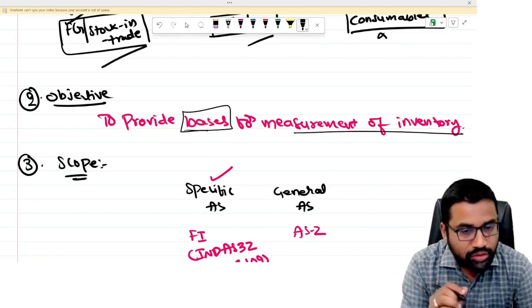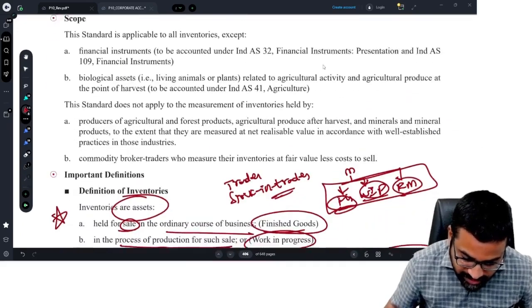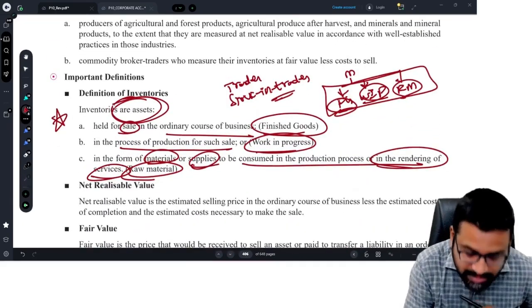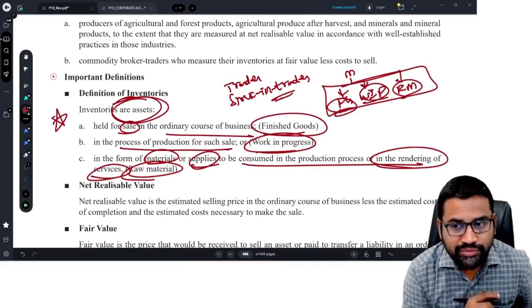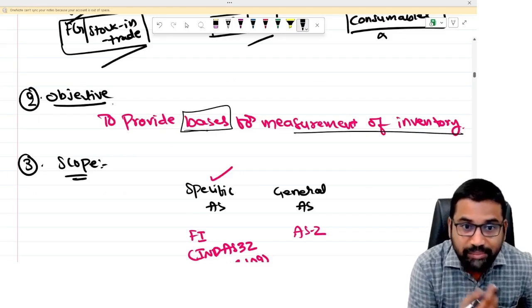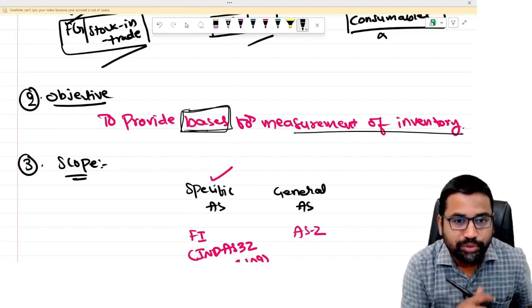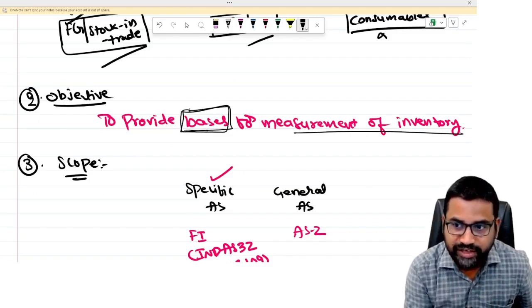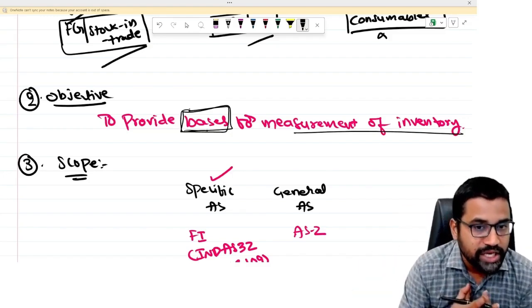We all know one thing, inventories are assets. Just now in the definition also we have seen inventories are assets. Assets we will show in the balance sheet. Now at what value will you show? So to measure the value of inventory, the base is provided by Ind AS 2. So the basic object is to provide the principles for measurement of inventories. Keeping that object in mind, they have brought Ind AS 2.